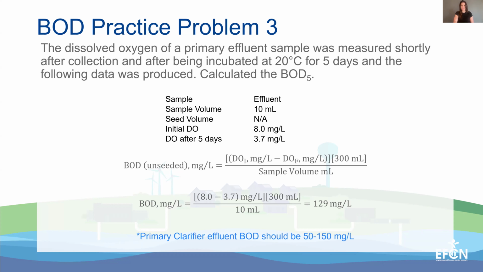Now, this is also a good point to talk about how useful this example is for how samples can be used to assess the efficiency of your processes, and to be measured not just at the beginning of the process and not just at the end, but throughout, especially if you understand what the design parameters are or what the typical BOD is. So for primary clarifiers, in this example, the effluent BOD coming out of a primary clarifier should usually be between about 50 and 150 milligrams per liter.